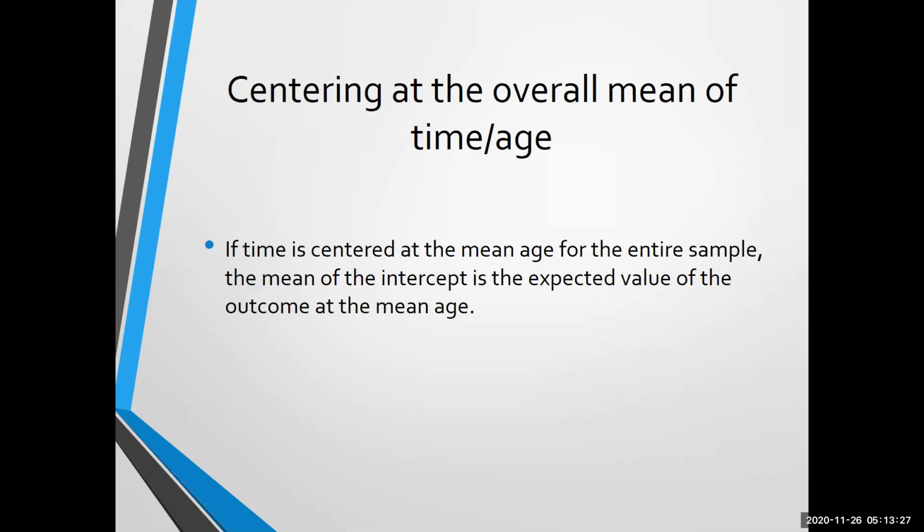Another option is to center at the overall mean age or time. So in the study of early childhood children, if I took the mean of the ages for all participants of the study and subtracted it from the original age, that would create an intercept, a mean of the intercept, that is the expected value of the outcome at the mean age.